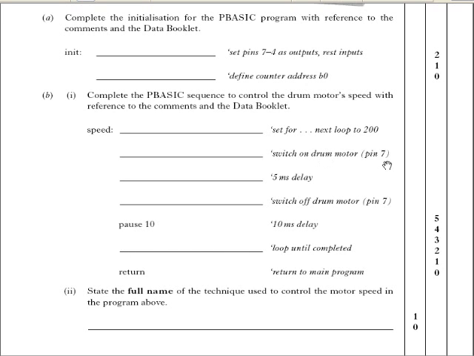Switch on the drum motor, stuck in pin 7. You can either use high 7 or you can use let pins equal percent 1 and then 7 zeros. A 5 millisecond delay, so the command is pause, and to get 5 milliseconds it's pause 5. If it was 5 seconds it would be pause 5000. Switch off drum motor, you can either say low 7 or you can say let pins equals 0. They'll both switch off the motor.